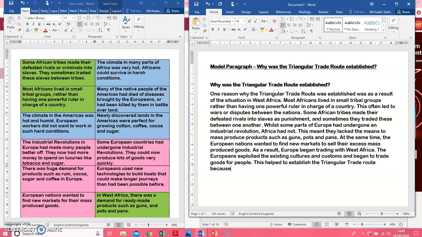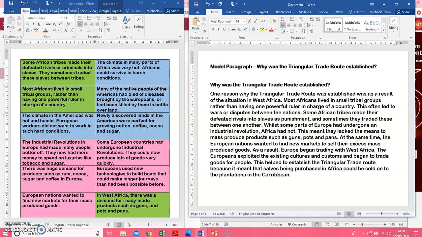So, I've given my knowledge. Now I need to link that back to why that means that a trade route was established. So this helped to establish the trade route because it meant that slaves being purchased in Africa could be sold on to the plantations in the Caribbean.